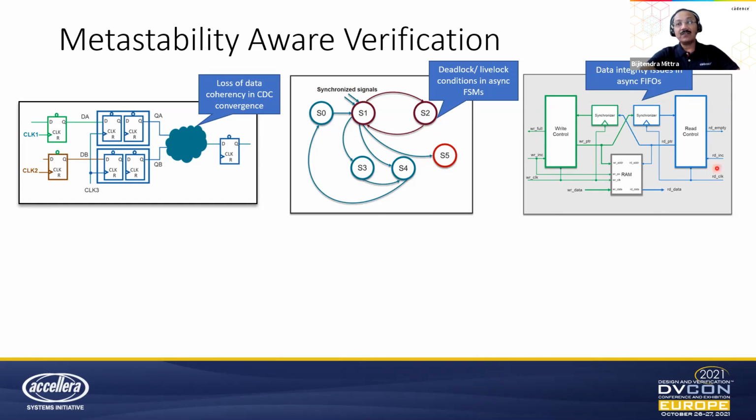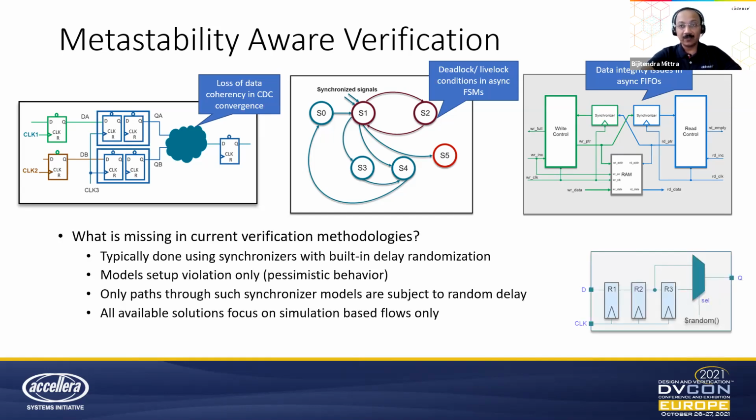Similarly, for asynchronous FIFOs, we know that for calculating the full and the empty conditions, we have the pointers synchronized to the other side, from the read to the write or write to the read. Now, in these scenarios, if there are issues due to metastability, there can be data integrity issues with such asynchronous FIFOs. Now, this is just a few examples. There can be multiple such scenarios. Not just functionality, even performance can be affected when metastability occurs. Now, why are we not able to catch or comprehensively verify such scenarios with our current methodology today?